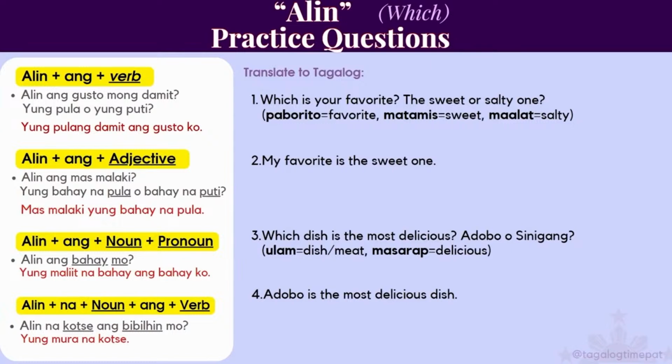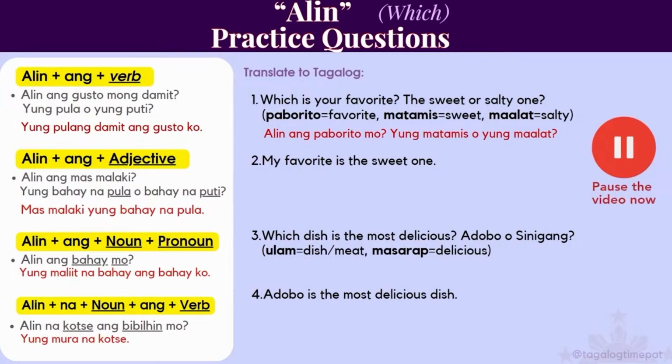Which is your favorite? The sweet or the salty one? Paborito means favorite. Matamis means sweet. Maalat means salty. Alin ang paborito? So we just followed rule number 2. Alin ang paborito mo? Which is your favorite? And then the next part of the question, yung matamis o yung maalat? The sweet or the salty? You take a minute, you do the rest, and then we'll check.